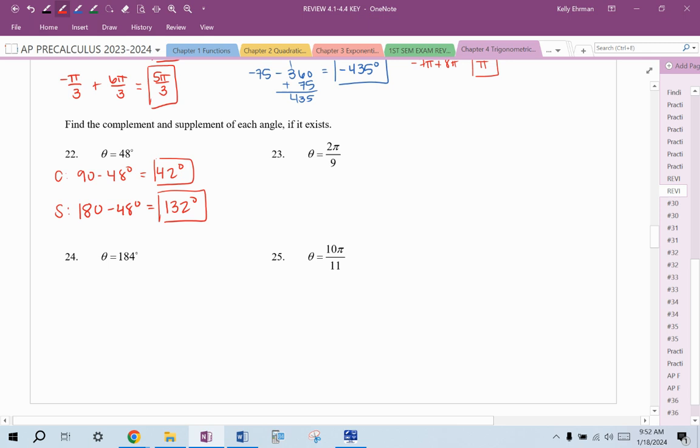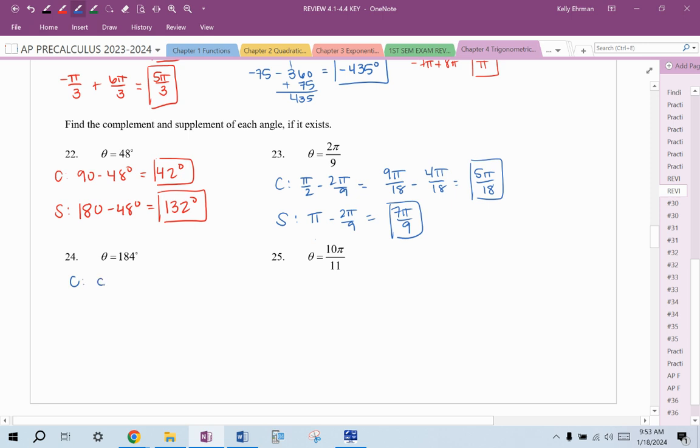If we're in radians, then instead of 90 minus the angle, it's pi over 2 minus the angle, and then you've got some common denominator work to do. That's 9 pi over 18 minus 4 pi over 18, which is 5 pi over 18. So there's the complement. Supplement is, instead of 180, pi minus 2 pi over 9. 9 pi over 9 minus 2 pi over 9 is 7 pi over 9.